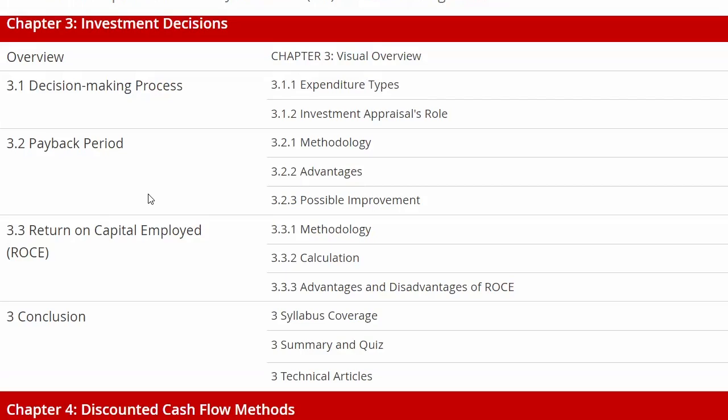This is the first class, and I think it is sufficient for this class. Try to absorb it. In the next class, we will talk about further techniques of investment appraisal. We will complete chapter 3, and we will continue with the other areas of investment appraisal.